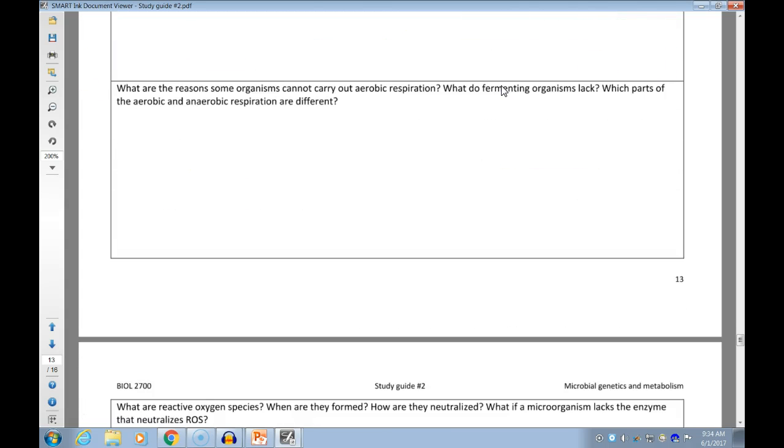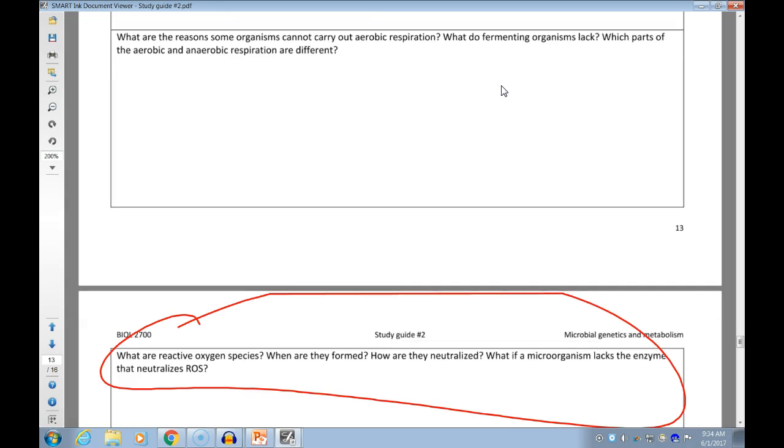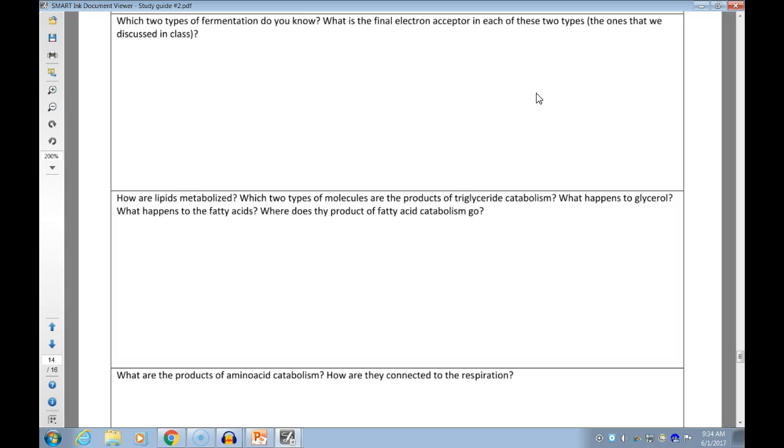Why can organisms not carry out aerobic respiration? Either there's no oxygen, they don't have genes for electron transport chain, or they don't have genes for the enzymes that can neutralize reactive oxygen species. Okay. Fermenting organisms lack electron transport chain. Aerobic and anaerobic respiration have different electron transport chain. Two types of fermentation, acidic and alcoholic. Final electron acceptor for acidic is pyruvate, for alcoholic acetaldehyde.